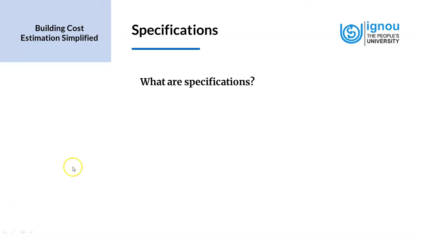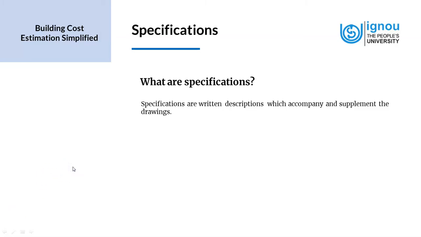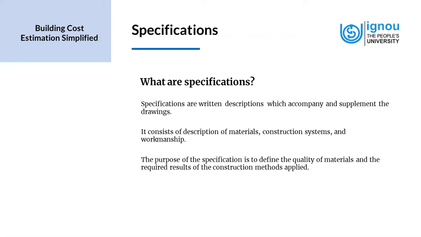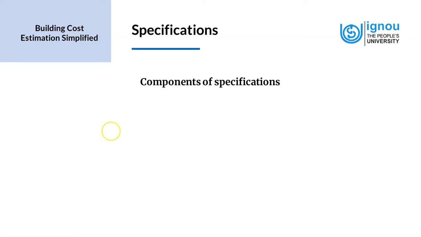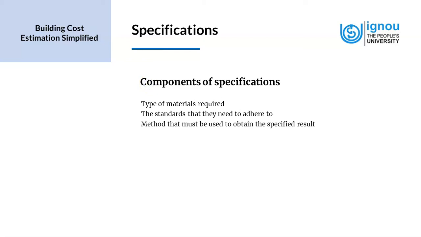So what are specifications? Specifications are written descriptions which accompany and supplement the drawings. They consist of descriptions of materials, construction systems, and workmanship. The purpose of the specification is to define the quality of materials and the required results of the construction methods applied. Specifications are written instructions which accompany and supplement the plans and drawings. Let's look at the components of specifications. The specifications talk about the type of materials required, the standards that they need to adhere to, and the method that must be used to obtain the specified result.